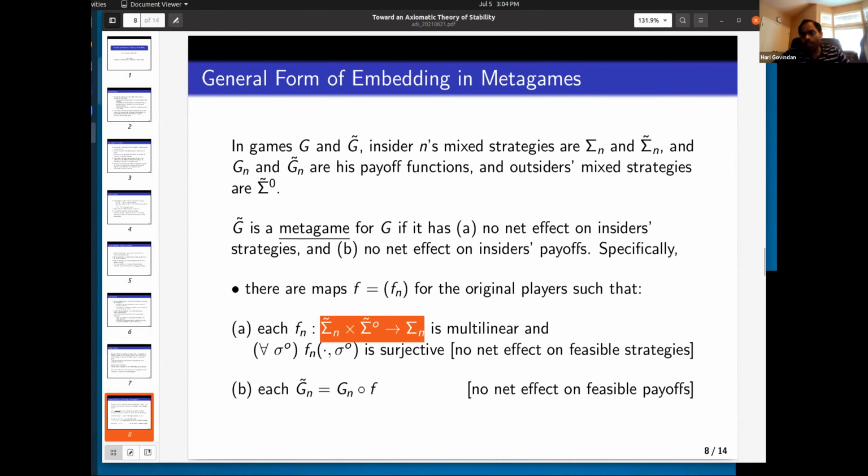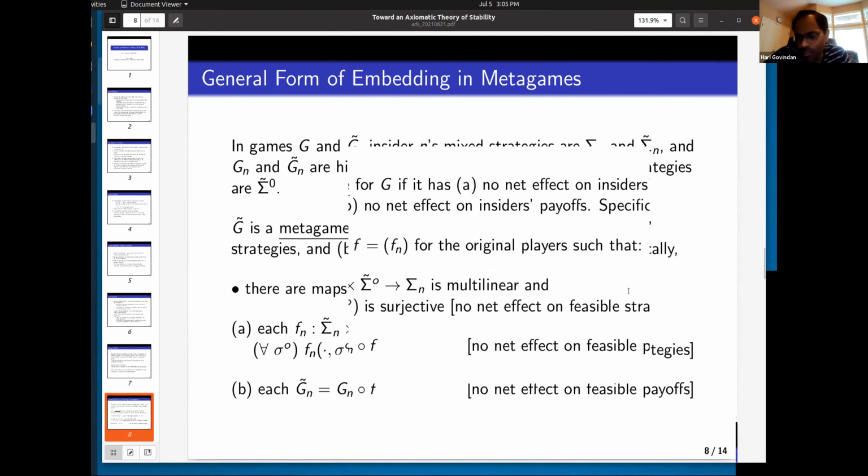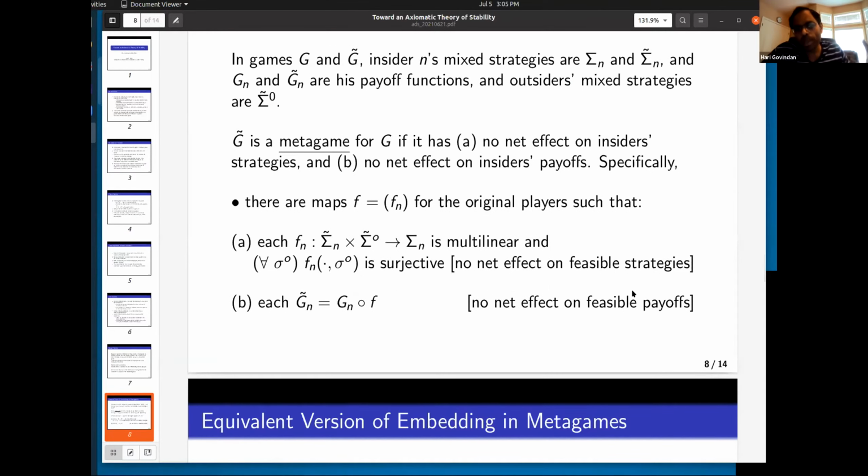F_n, where n is a player in G. I have a function for him which maps his strategy in the meta game and the strategy of the outsiders in the meta game to his strategies in the original game. It doesn't depend on the other players. F_n does not depend on the strategies of the other insiders. It depends on his strategies and the strategies of the other outsiders. And that's a multilinear function which preserves payoffs. Okay, so that's the formal definition here. That's what it means to embed a game.